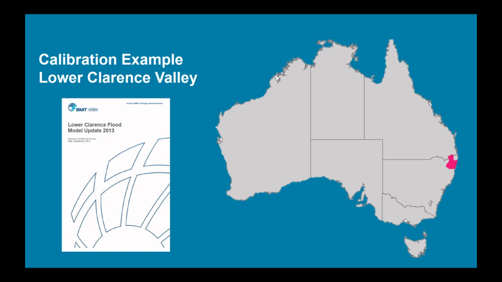Having gone through and checked all of our data inputs, it would now be the time to actually start building our model and calibrating it. And here I'll provide a real-world example. This is a data set that's been provided by Clarence Valley Council. It's the Lower Clarence Flood Study model. It was recalibrated in 2013.